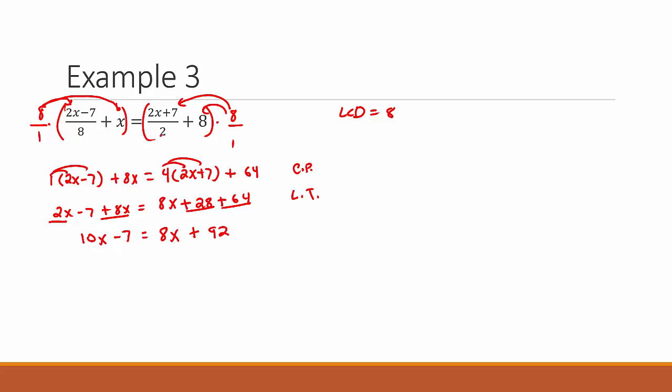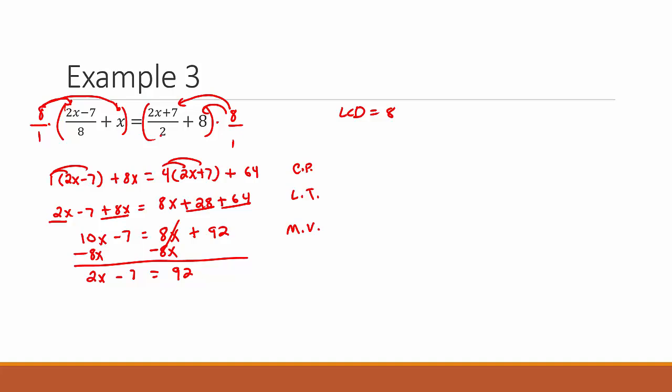So think about your next step. You see variable terms on each side. You want to get those combined or moved to one side. So let's move the variable terms using our addition principle. Let's move this 8x by subtracting 8x from both sides. That gives us 2x minus 7 equals 92.